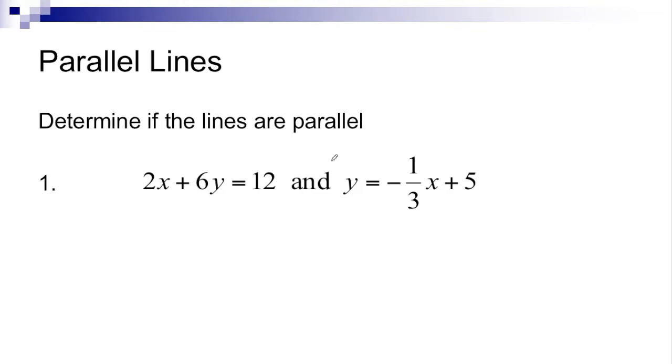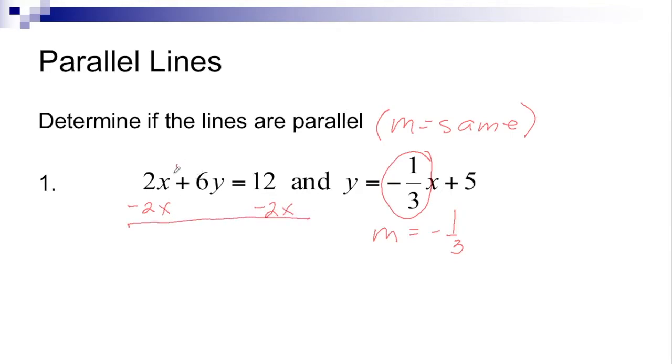Let us take this example. We will determine if the lines are parallel. Remember that the slope of a line must be the same. So let us see. So the second equation is written in slope-intercept form already, and its slope is negative 1/3. But the first equation is in standard form, so we have to write this in slope-intercept form by solving for y. So first, subtract 2x on both sides, cross out, bring down 6y.